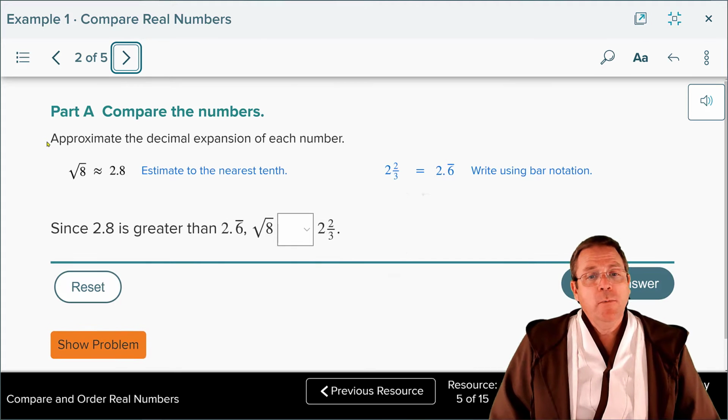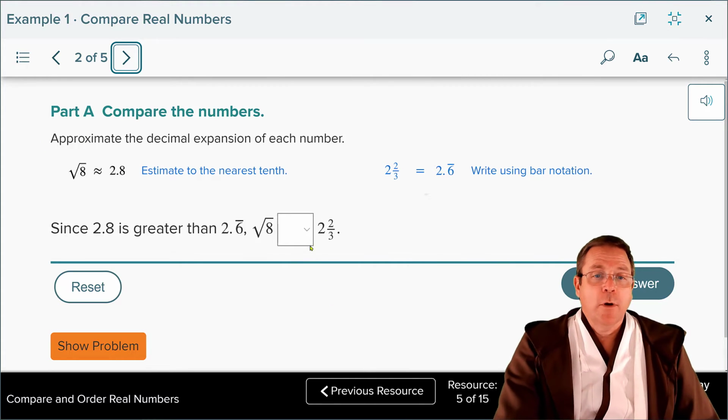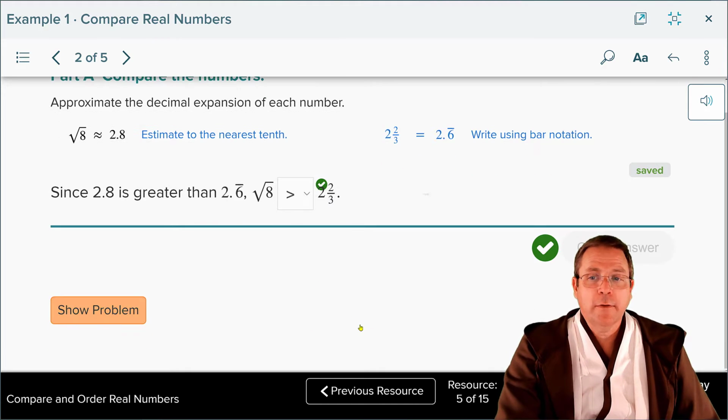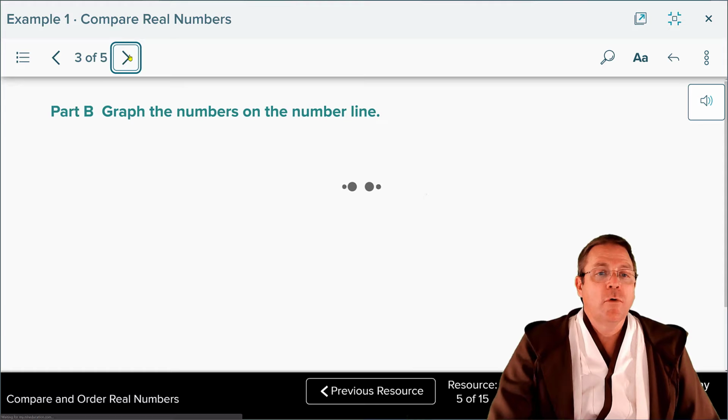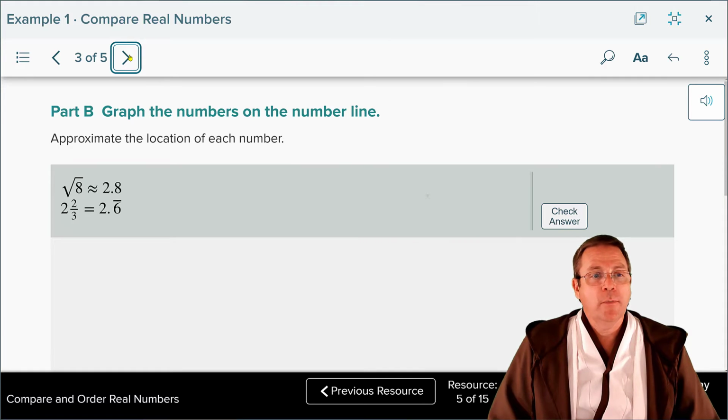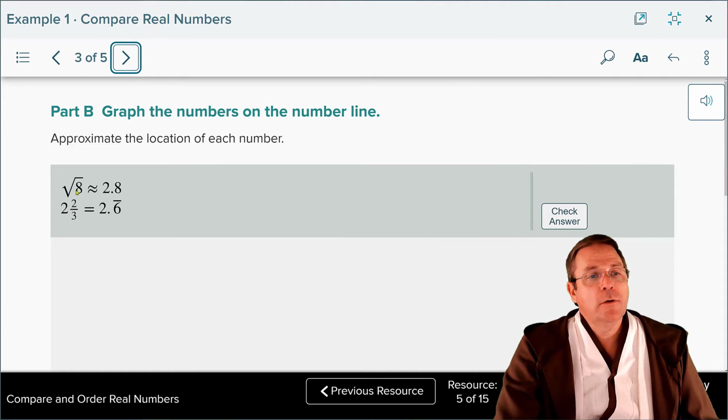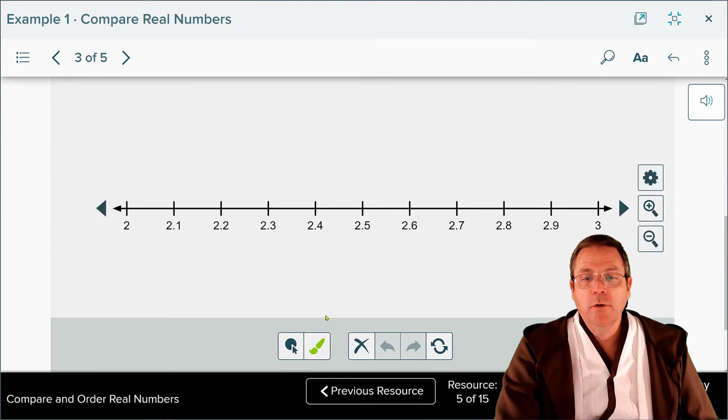The square root of 8, when you use a calculator to find it, rounded to the nearest tenth, that's going to be 2.8. However, this 2 2/3, that's going to be 2 and 0.6 repeating, the bar notation going over just the 6. But since 2.8 is going to be greater than 2.6, we're going to say that the alligator, yep, it's going to eat the square root of 8 on the left-hand side. Easy math. Of course, you also have to graph these on the number line. So on the number line, square root of 8 is going to be about 2.8.